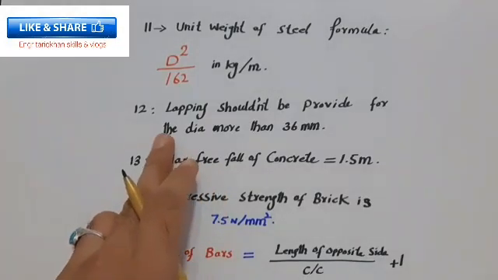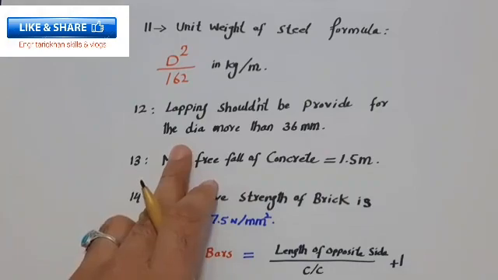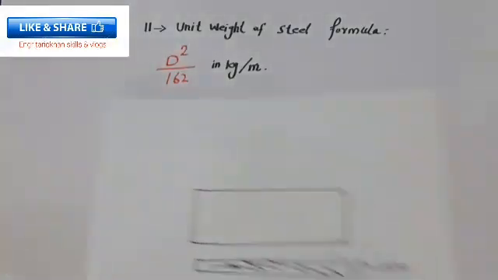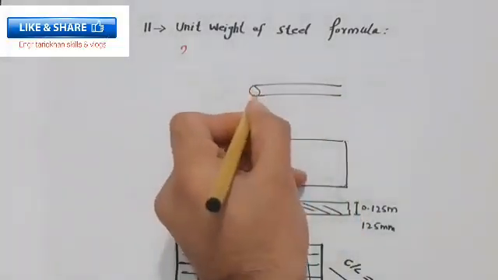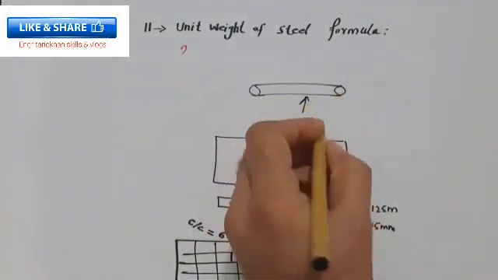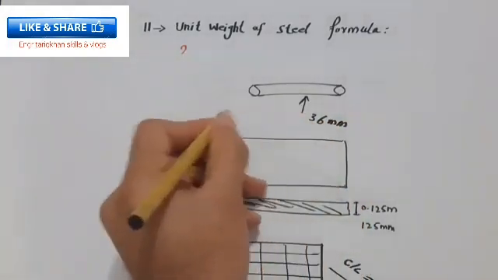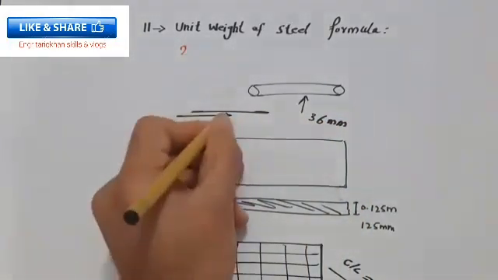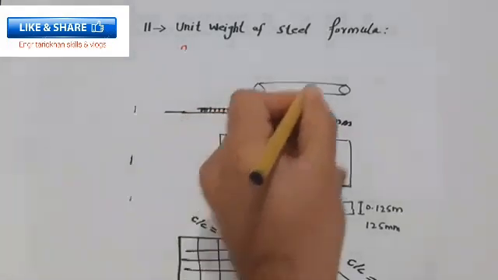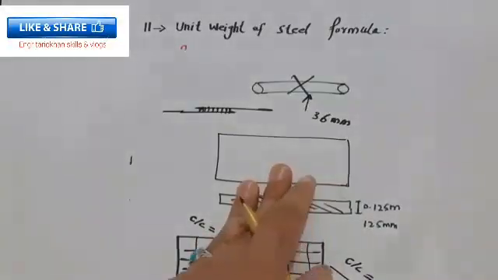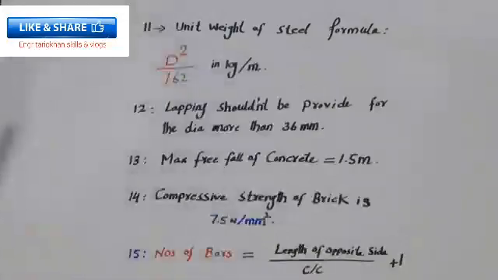Guys, the 12th one is lapping should not be provided for the dia more than 36 millimeter. For example, you can see this is a steel rod. If the dia is more than 36 millimeter, the lapping should not be provided. This is lapping, guys, you can see. Less than this you can use. For this you can use the coupler method or any other one.